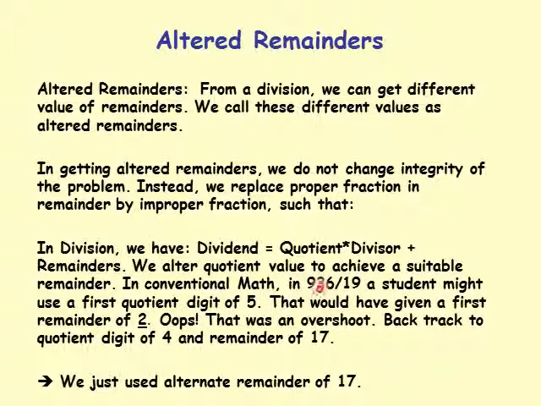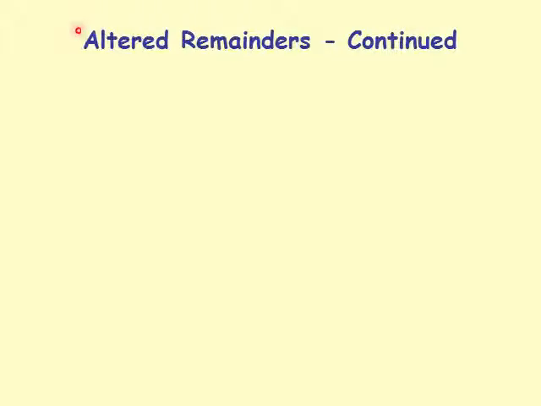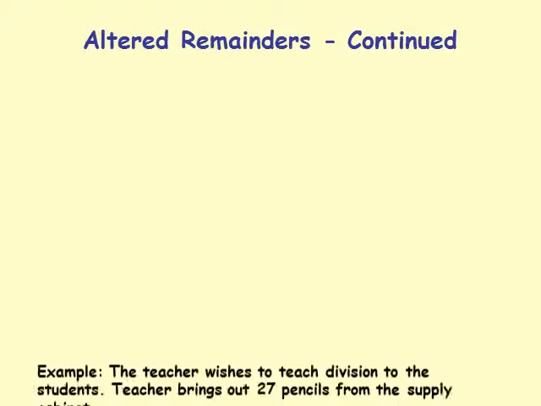19 times 4 is 76. We would get a remainder from the first two digits of 17. Okay, let's continue. We just altered the remainder to 17. Instead of using a remainder of negative 2, we got an altered remainder of plus 17. We just used an alternate remainder of 17. Let's continue the discussion of altered remainders.